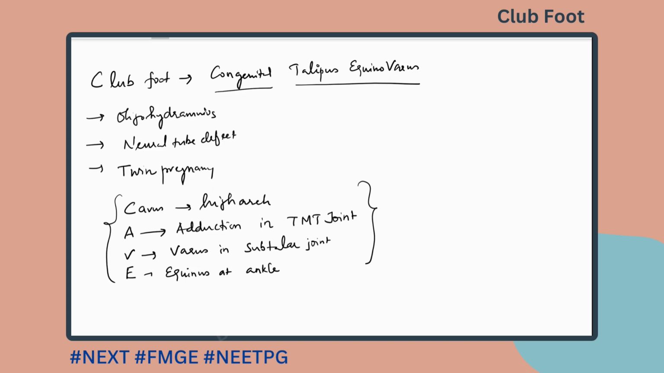There are two types of clubfoot. One is called postural clubfoot. Another one is called structural clubfoot. How do you differentiate a postural clubfoot from a structural clubfoot? Very simple. Let us consider this is the foot of the child, and this is the leg of the child. This is the dorsum of the foot. This is the plantar aspect of the foot.